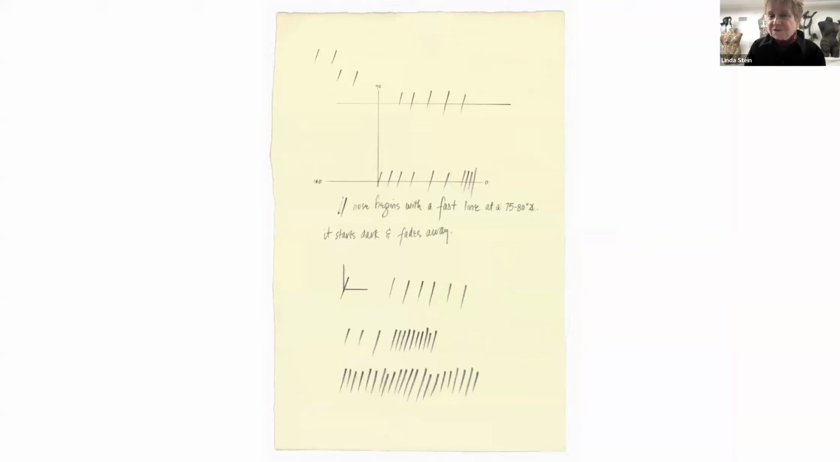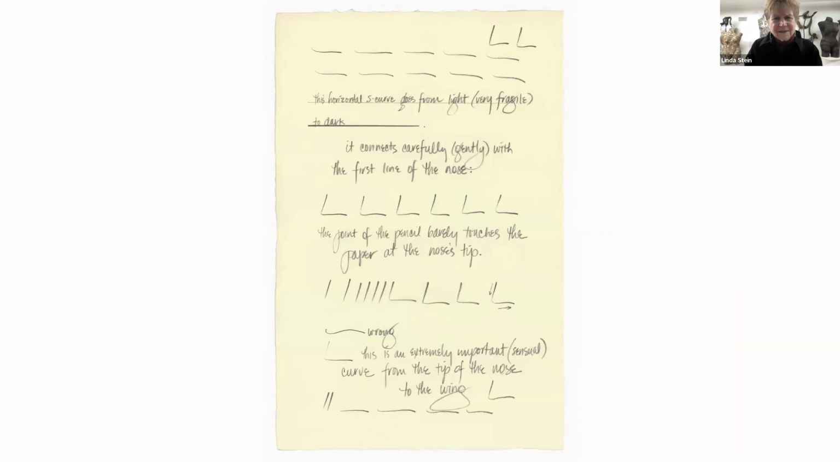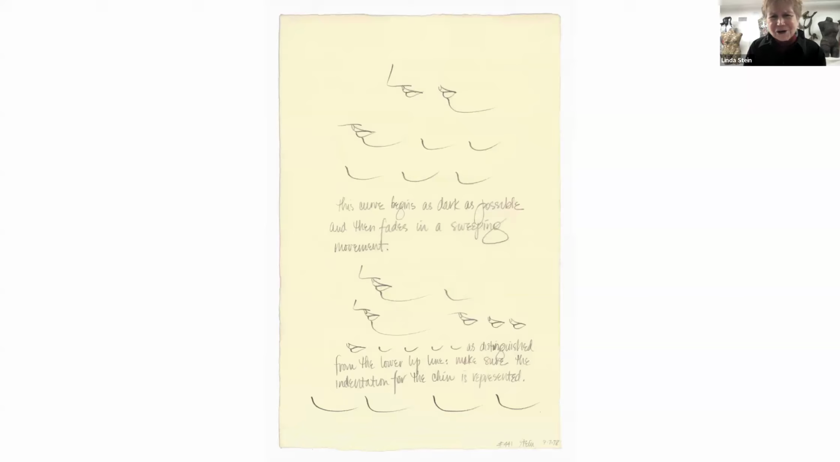I was very careful to explain the angle and kind of line I wanted. I wrote, the nose begins with a fast line at a 75 to 80-degree angle. That's how specific I was. It starts dark and fades away. The point of the pencil barely touches the paper at the nose's tip. Oh, the sensuality of it all. The curve of the chin begins as dark as possible, then fades in a sweeping movement. These were my rules for making profiles, and I followed them faithfully, until such time as I needed to reach beyond them.